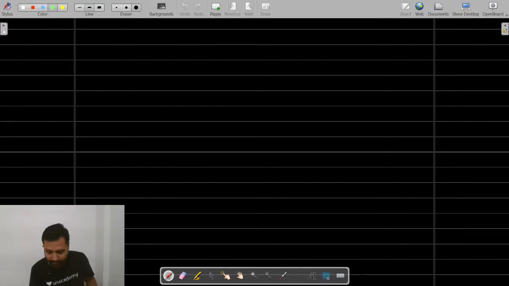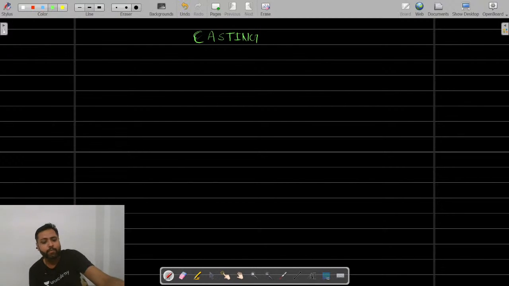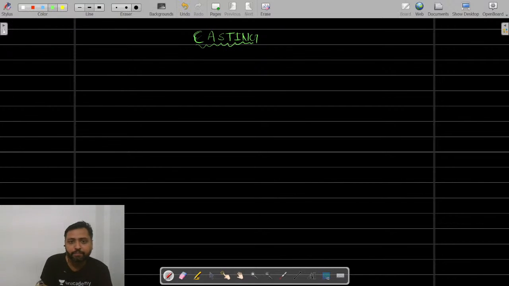So we are starting this casting. Two main kinds of casting processes are there, as you know. One is sand casting, and another one is special casting processes. Most of the syllabus in casting is of sand mold casting, or simply you call it sand casting. So we are starting with this sand casting.